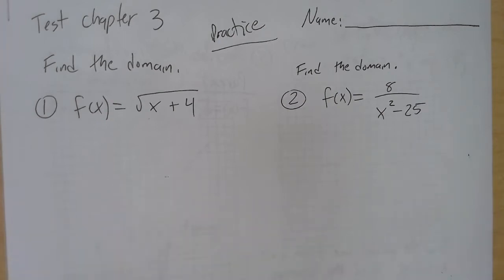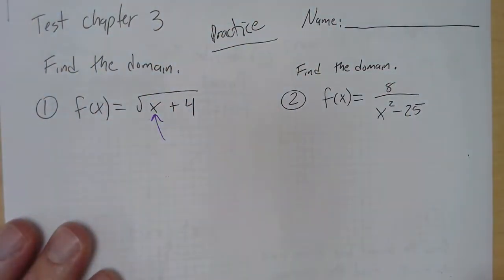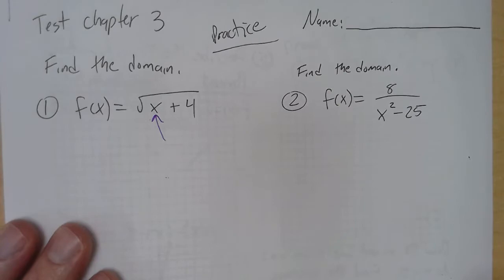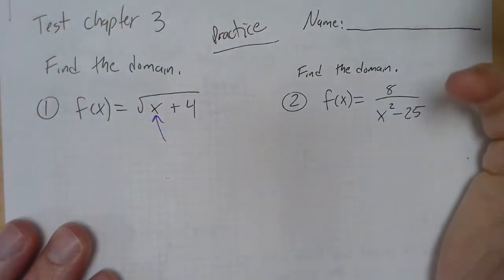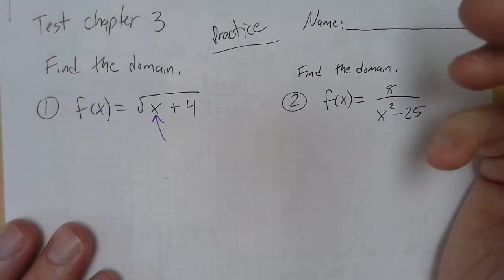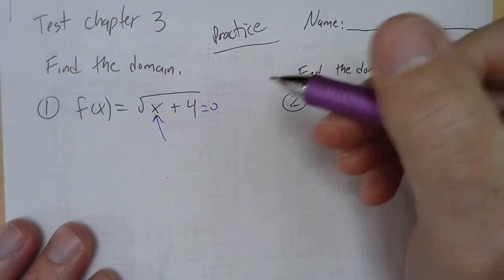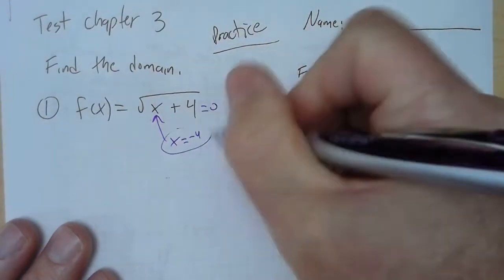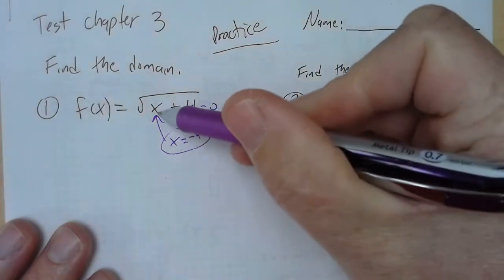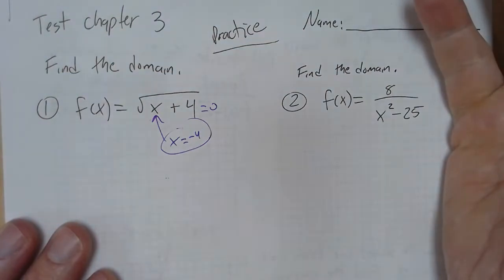All right, this is the practice test for Chapter 3 in college algebra. We want to figure out what x values work to make this function okay. We are allowed to take the square root of 0, but we can't take the square root of negatives. So we need to think about what makes this 0. Well, of course, that'd be -4. So x equals -4 is okay. When I put in -4 there, -4 plus 4 makes 0. I can take the square root of 0.